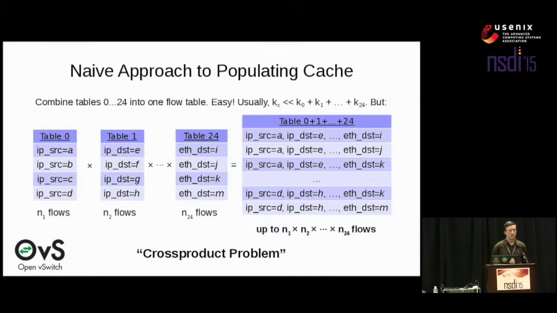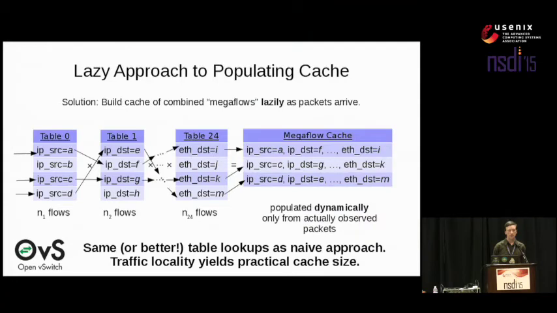So if you have a packet, for example, that arrives, and it matches on, say, IP source A and IP dest F and ETH dest I, then you can compute a megaflow cache entry that's just for that and populate it into the megaflow cache. And the result is that you get something that requires the same number of table lookups, or sometimes fewer even, as the naive cross-producting approach. But traffic locality allows you to have a practical cache size, and you still get most of the benefit.